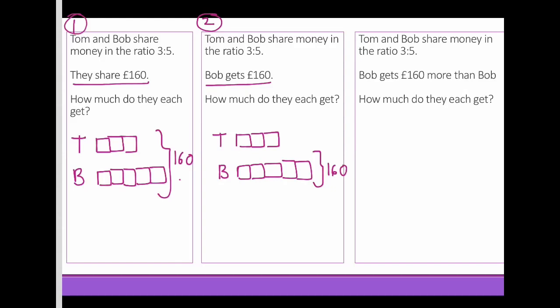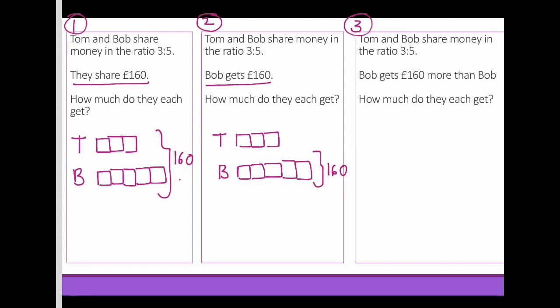Notice the difference between this here, when we said they shared 160, so they all share 160, so all 8 of these blocks equal 160. And here where we say Bob gets 160, we're only saying these 5 equal 160. So though the diagram starts the same, the arrow is at different places. So let's go on to the third one and see what's the same and what's different here.